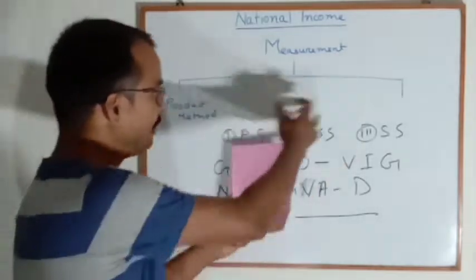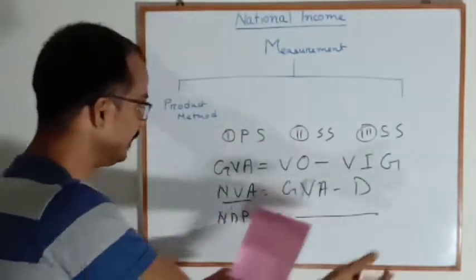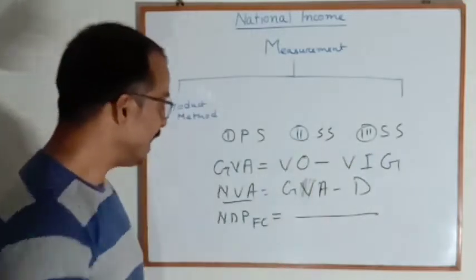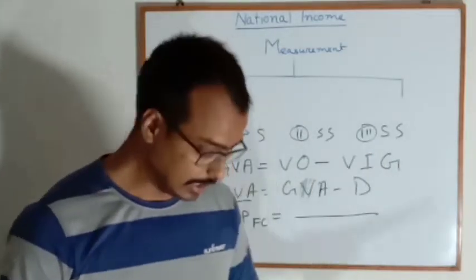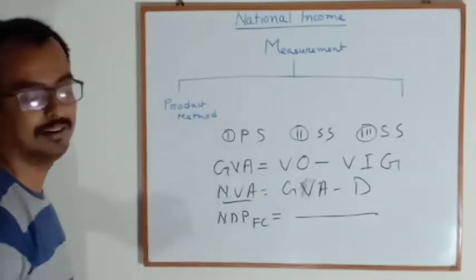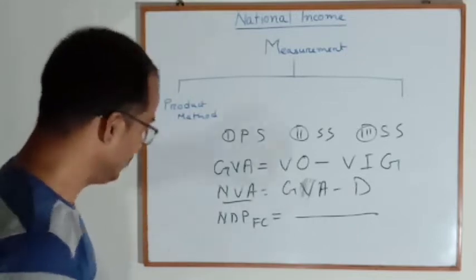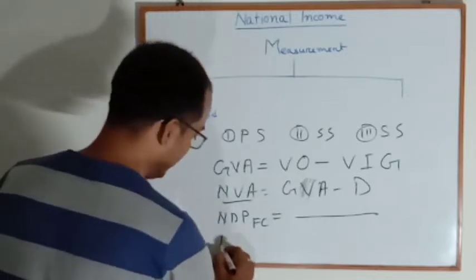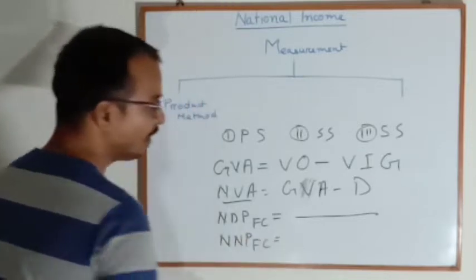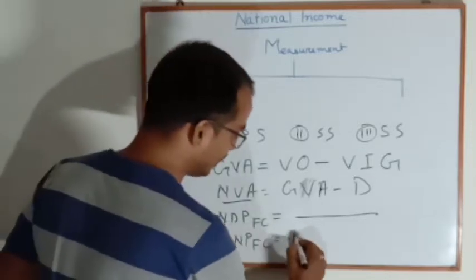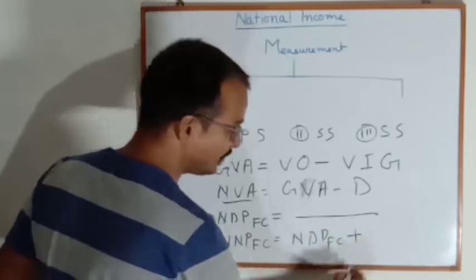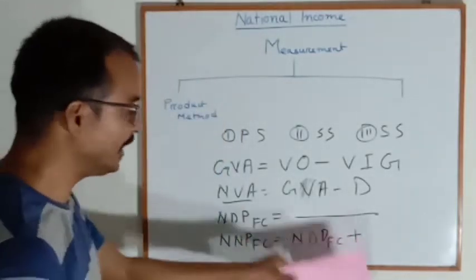That is, if you have classified in 3 sectors, so those 3 sectors' net value added you add, you get net domestic product at factor cost. And from net domestic product at factor cost, the rest of the journey you know. Again, I am repeating, net national product at factor cost equals net domestic product at factor cost. I think you know what to do here.